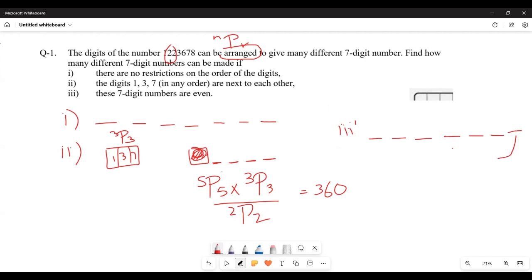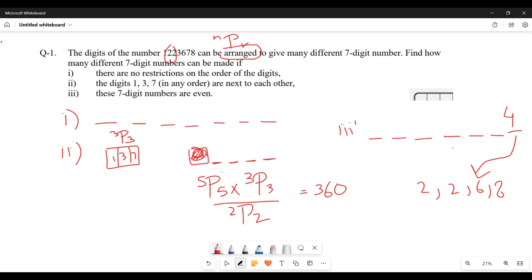1, 2, 3, 4, 5, 6, 7. So if it's even, this can be 2 or another 2 or 6 or 8. So we have 4 contenders for this spot. You can write 4 here or even 4P1. So 4 contenders for the last spot, and then take away 1 number at the end.